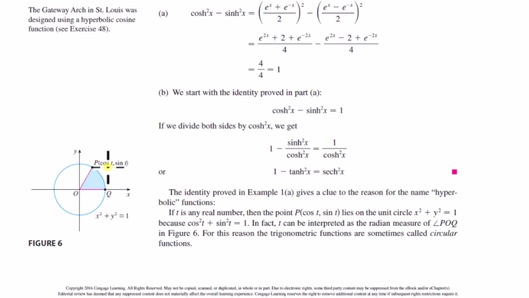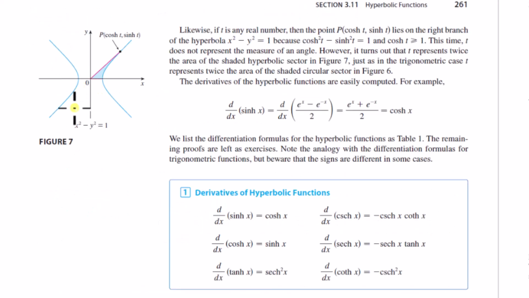And then cosine of t is the x coordinate, so x is a function of t, right? Like you have x of t, y of t. x of t is cosine of t, y of t is sine of t. Here, this is the hyperbola x squared minus y squared is equal to 1. x is a function of t, y is a function of t. So if you plot x of t, y of t, where x of t is hyperbolic cosine of t and y of t is hyperbolic sine of t, every one of those points is going to be on this hyperbola, x squared minus y squared is equal to 1.